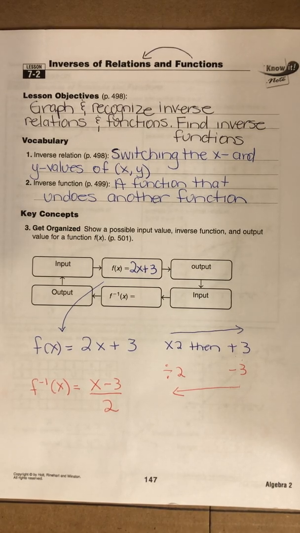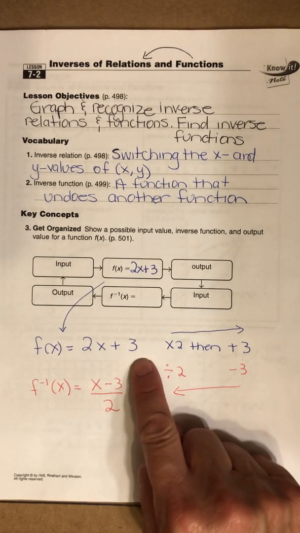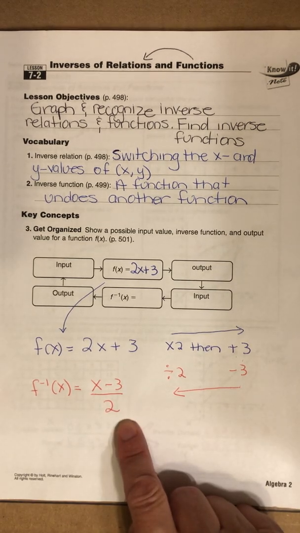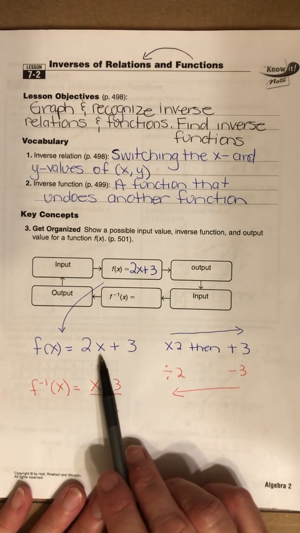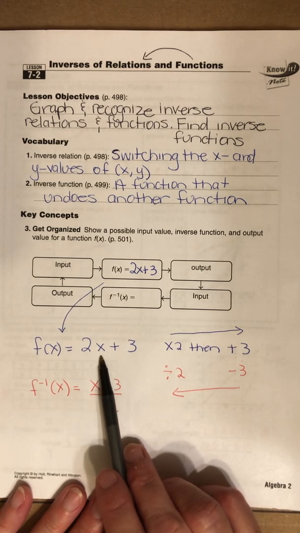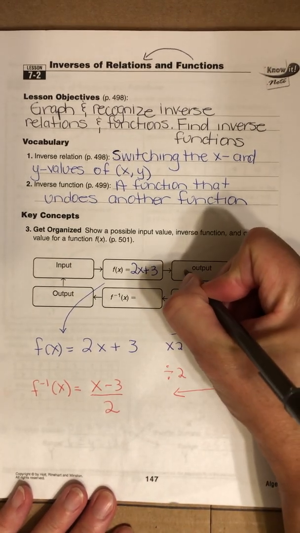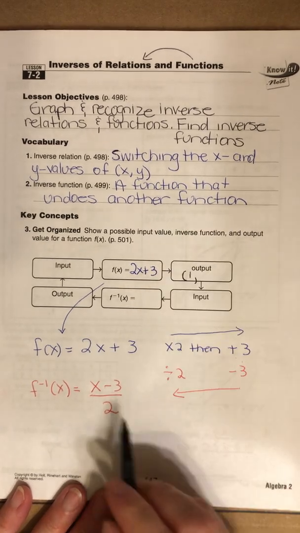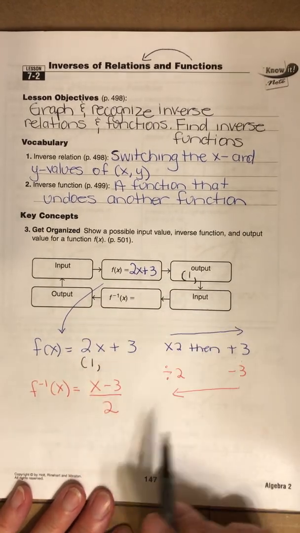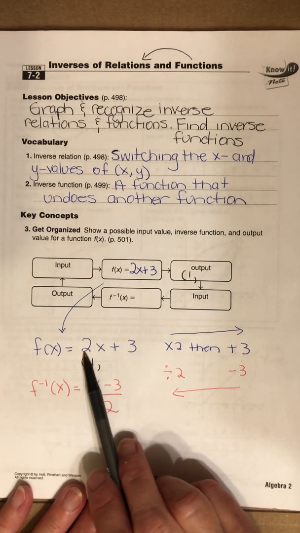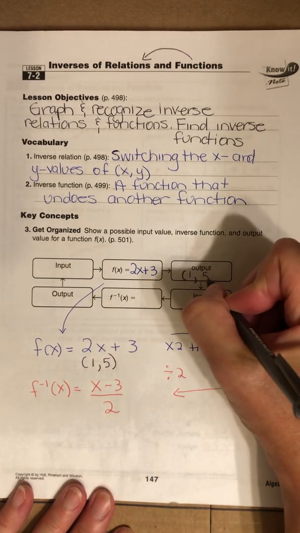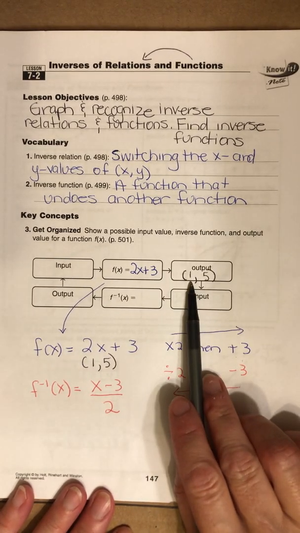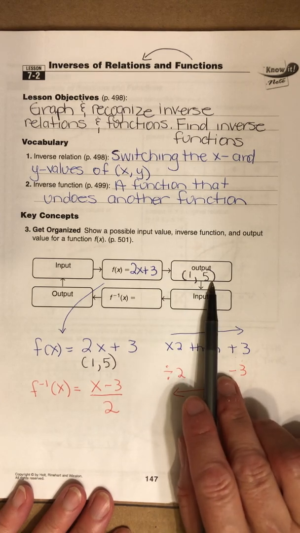Okay, now let's check and see if our function and our inverse function actually undo each other and make an inverse point. Let's say that we decide to put a 1 in for x, and we're going to do the math. 1 times 2 is 2, plus 3 is 5. So when we put a 1 into our original function, we get a 5 out.